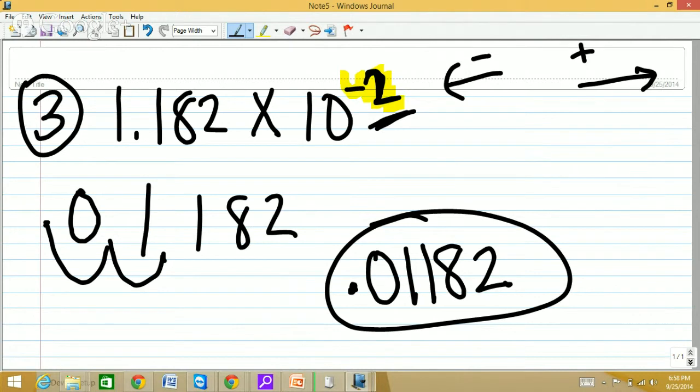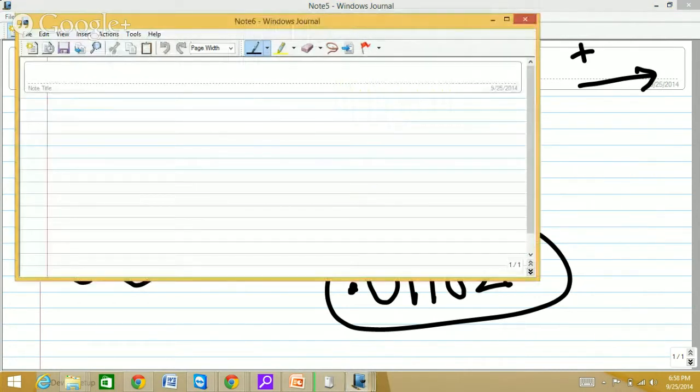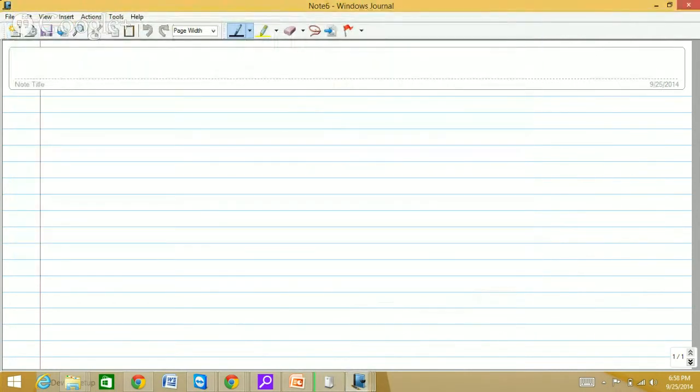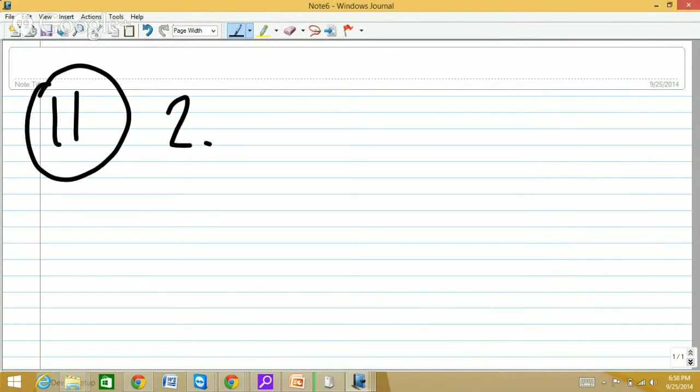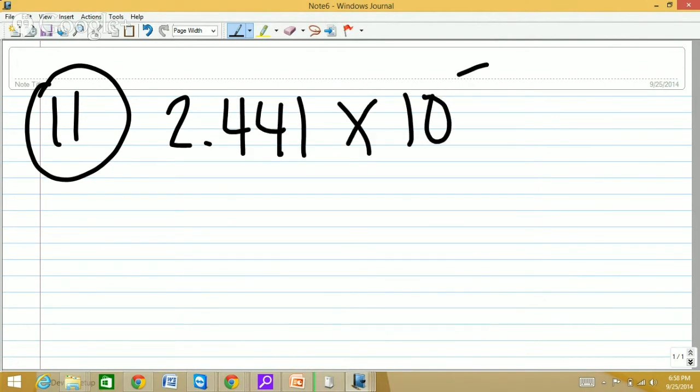Okay, so let's try window work again. I know, I'm sorry, teachers. Go ahead and try number 11. Number 11 says 2.441 times 10 to the 5th. I'm going to have the sub pause me. You guys are going to do this on the window and come back when you have finished it.